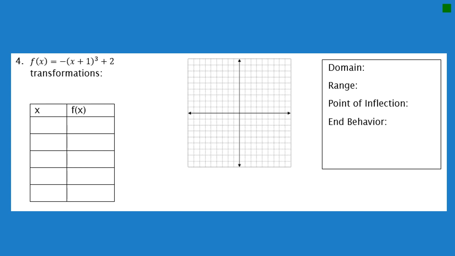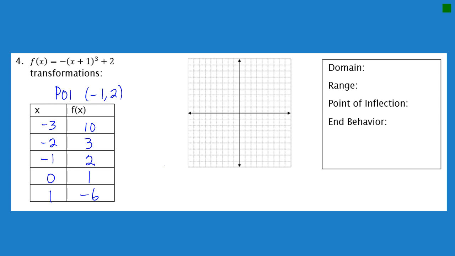Point of inflection here would be (-1, 2). So that's going to go in the middle of my table. And then you're going to put that into your calculator so that your table function can figure out the rest of your points for you. So I have (-3, 10), (-2, 3), (0, 1), and (1, -6) to complete my table.